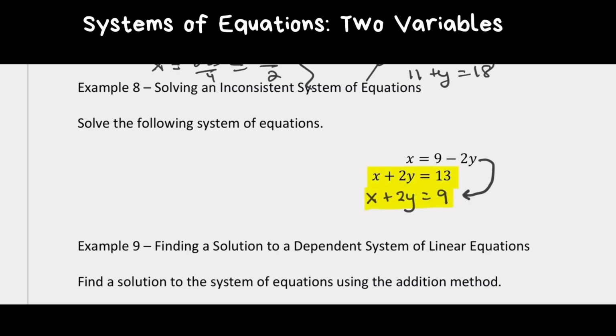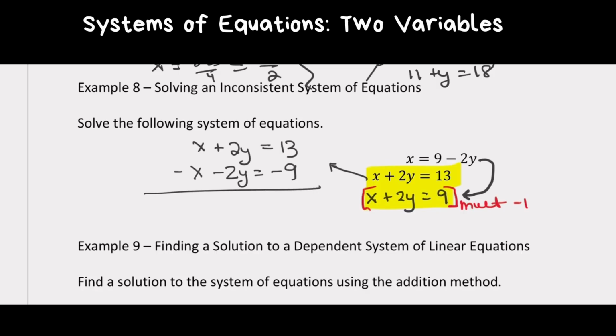Now, if I took the bottom one and I multiplied it by a -1, I would get the top stays, right? x plus 2y equals 13. Negative x minus 2y equals -9. When I add, those are gone and those are gone. That's a 0 on the left, and on the right we have a 4.